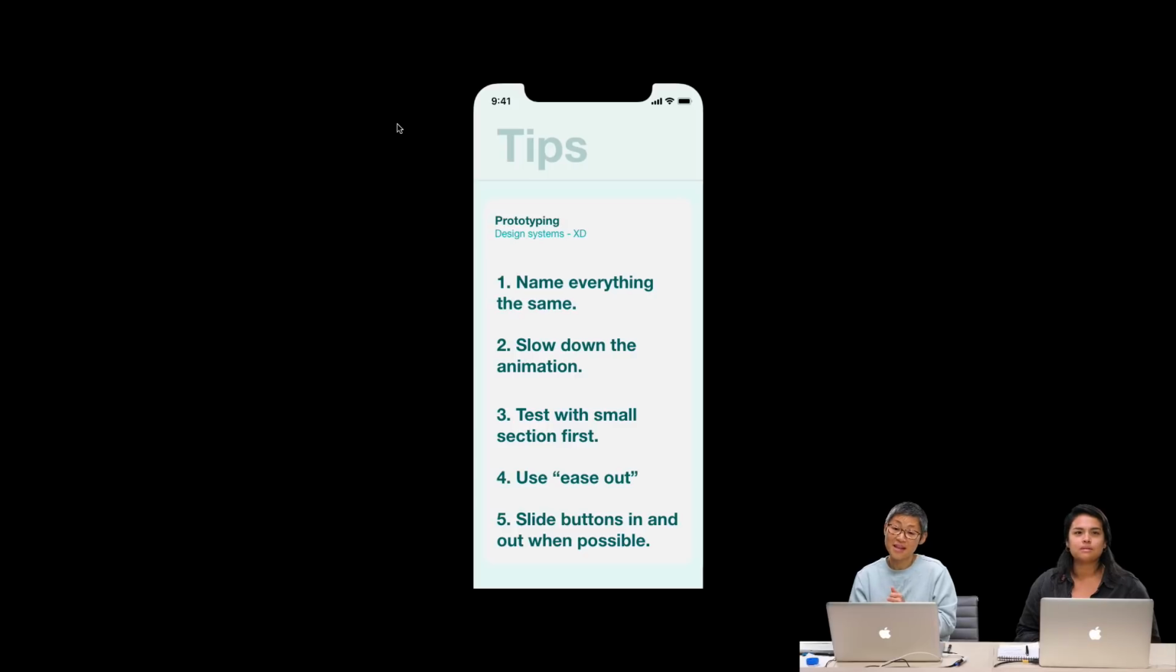4, use ease out if you're not entirely sure how to use all the transitions first, right? Or the animation, just play with that. And then 5, slide buttons in and out when possible. So when the button goes, he's kind of cute. These are great tips.